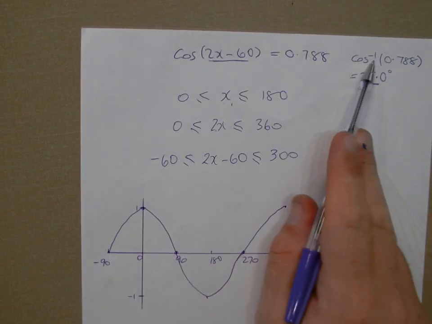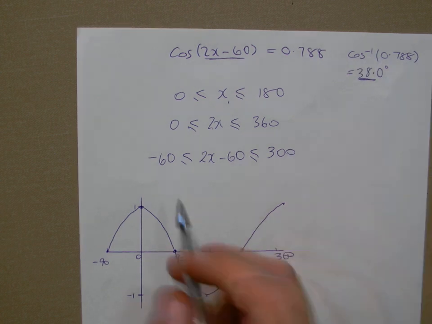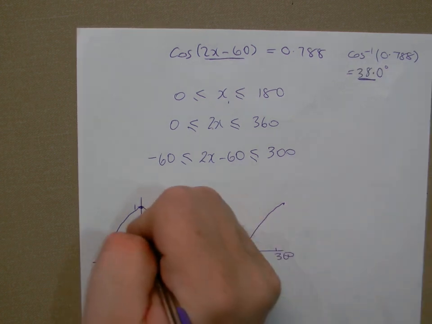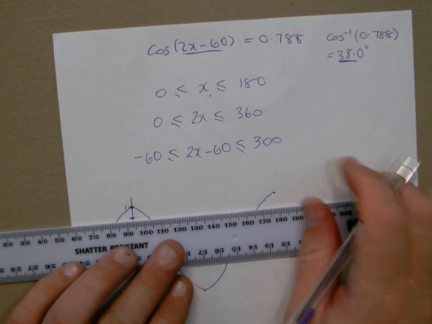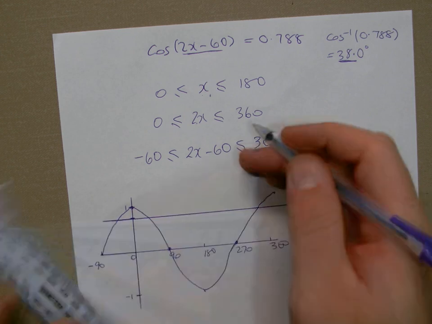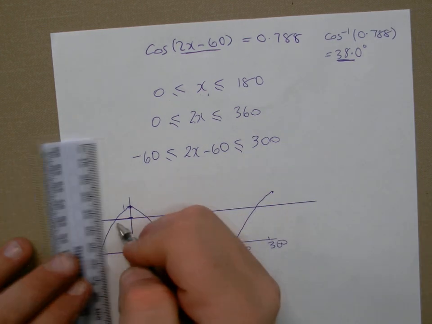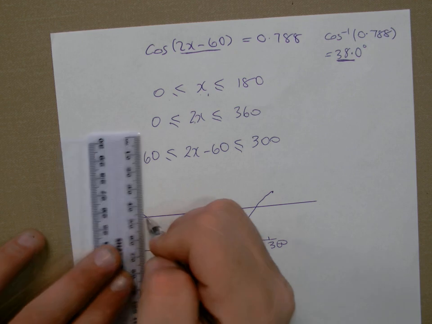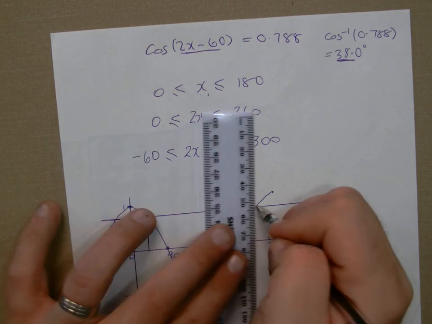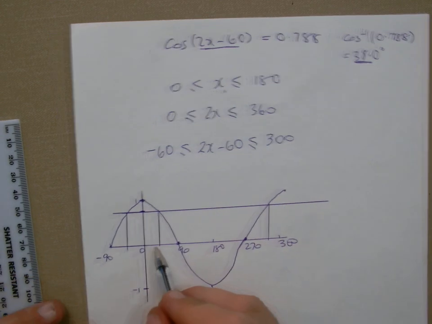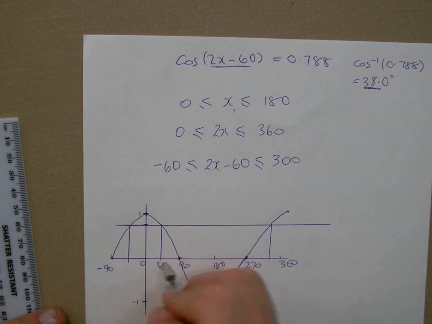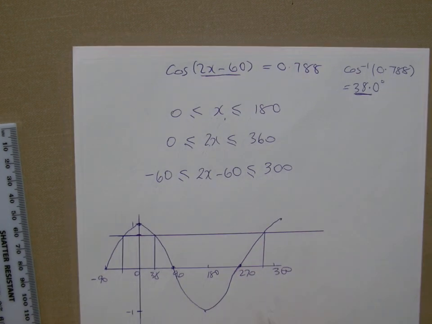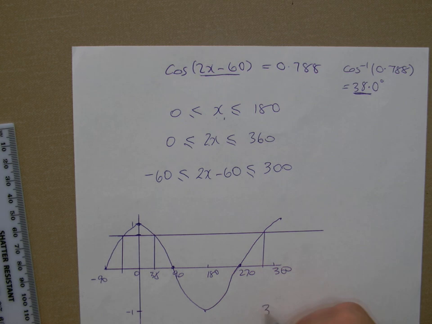Now we want to do cos⁻¹ of 0.788. 0.788 is about there, roughly. And if I draw my line across, I see I've got a solution here, a solution there, and a solution here. The solution here is simply the 38 that I had at the beginning. So the first angle I'm going to write down is 38.0.